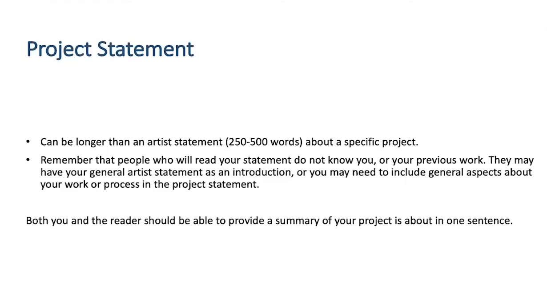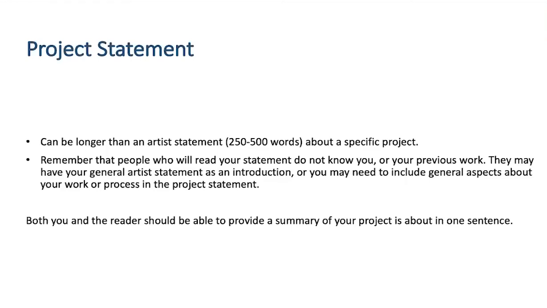When preparing your project statement, you have to remember that the reader may not know you. Okay, so that means that they might not have your bio. They might not be aware of where you are in your career or the work that you've already done. And so you may need to include aspects of your general artist statement as an introduction to this text. And then you move on to the specifics of the project that you're presenting.